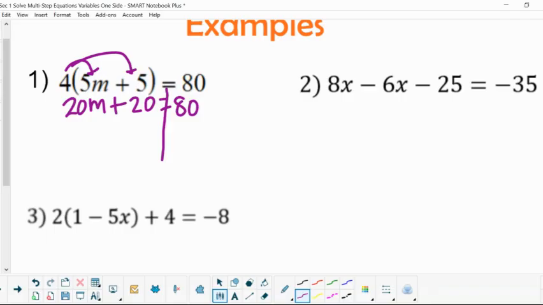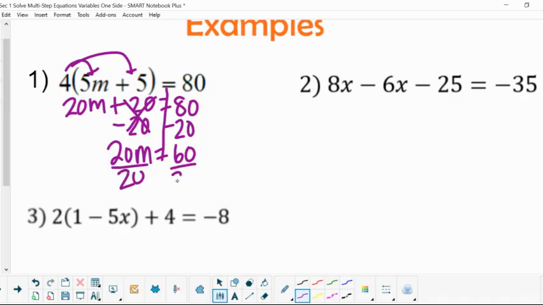Now I start undoing. So Charlie, tell me what to do first to get that m by itself. Nice. Undo the adding or subtracting first. Get that out of the way. Guys, what did you get? 80 minus 20? 60. Perfect. Okay, then Joey, how do I finish it off? Oh, you got to divide 60. Nice. Divide last. You guys, what is 60 divided by 20? 3. Good. And you could check it. You could plug in the 3. You could do 5 times 3 plus 5 times 4, and it would be 80.